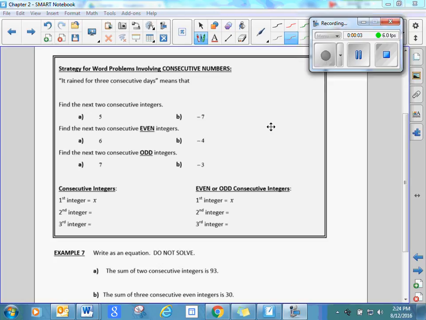Okay, welcome back. The last kind of word problem that we're going to talk about, at least in this chapter 2 word problem section, are called consecutive numbers. You may or may not be familiar with the term consecutive, but it's a really important word in math, and it means right next to each other. So if it says it rained for 3 consecutive days, that really means that it rained for 3 days in a row.